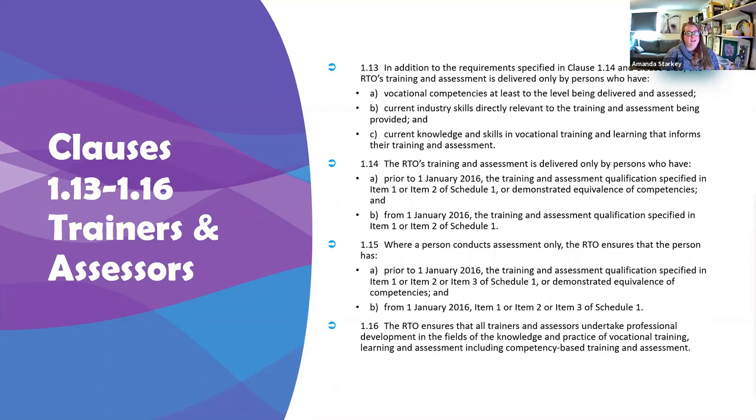1.14 states that the RTO's training and assessment is delivered only by persons who have, we'll just jump to B because A is no longer relevant, the training and assessment qualifications specified in item 1 or item 2 of schedule 1. We'll go through what they are shortly. Clause 1.15 states that where a person conducts assessment only, the RTO ensures that that person has B, item 1 or item 2 or item 3 of schedule 1. And 1.16 states that the RTO ensures that all trainers and assessors undertake professional development in the fields of knowledge and practice of vocational training, learning and assessment, including competency-based training and assessment.